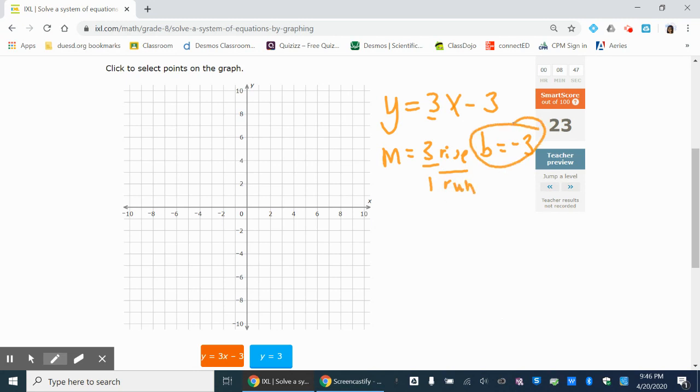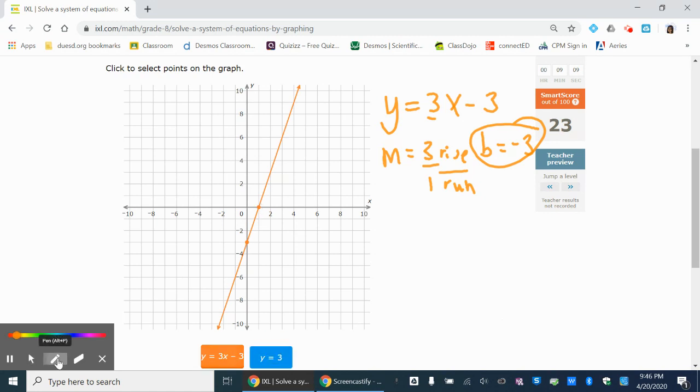So step 2, we're going to plot b on the y-axis. So b was -3. So -3 is here. And now we're going to use our slope, which is positive. So rise up 3 and then run 1 to the right. So up 3, right 1. 2, 3, and then right 1. And that's my first line.